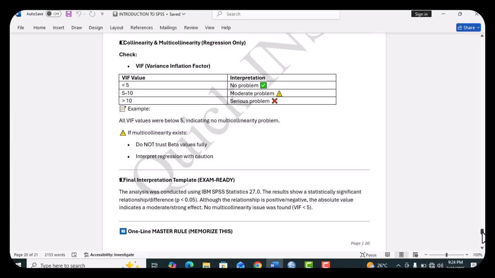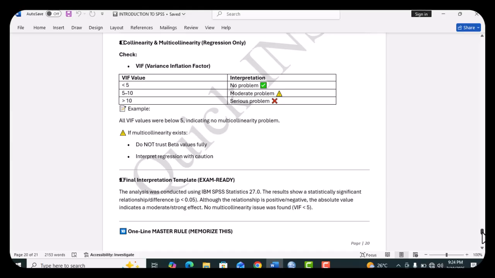You state strong positive or negative correlation, weak positive or negative correlation, and moderate positive or negative correlation. The absolute value is for regression. So the absolute value indicates there is a moderate or strong effect. That's what we call predictors, predicting; that's what you use to predict.